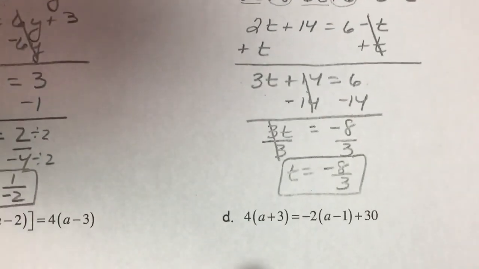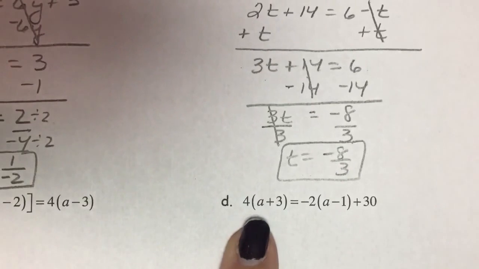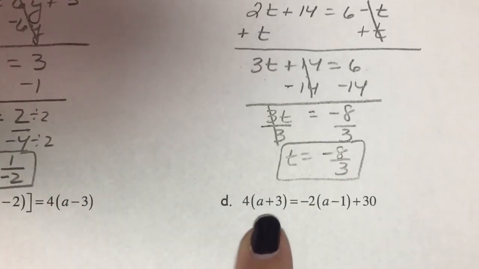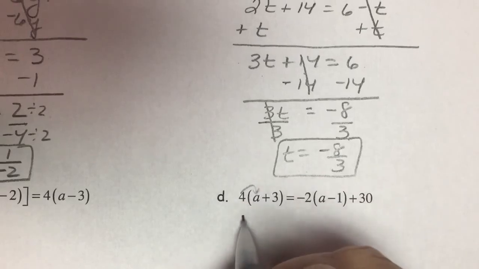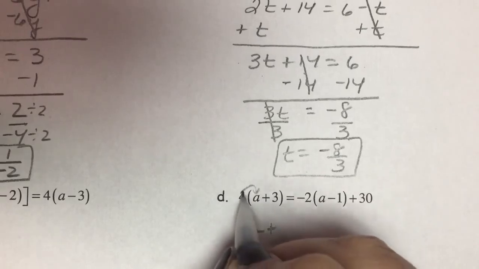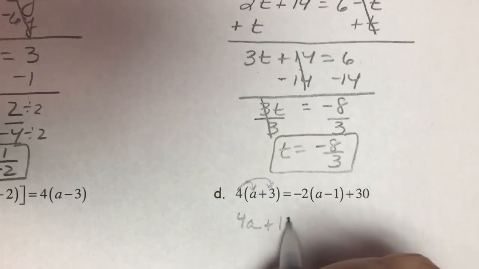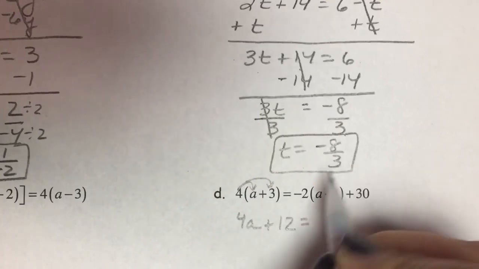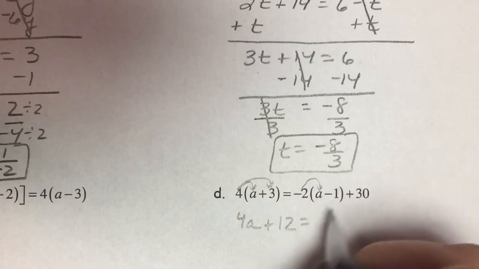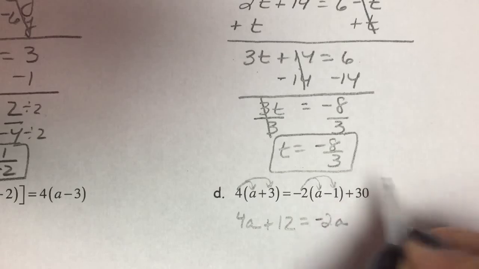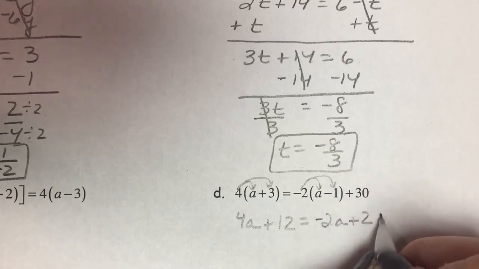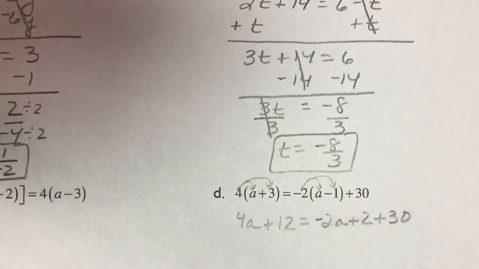Okay, we're going to do letter D next and come back to C. We won't skip it. We're just going to put it off for one more problem. So notice here, we again have two sets of parentheses, so we have to distribute twice. So 4 times A is 4A plus 4 times 3 is 12 is equal to negative 2 times A is negative 2A. Negative 2 times negative 1 is plus 2, and then the plus 30.